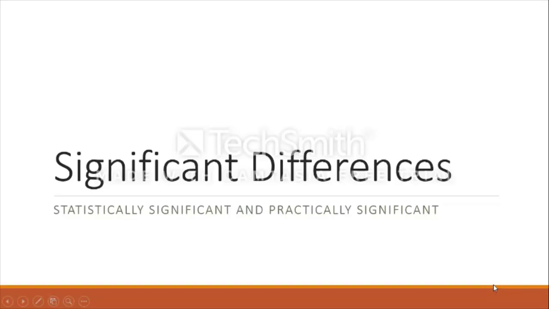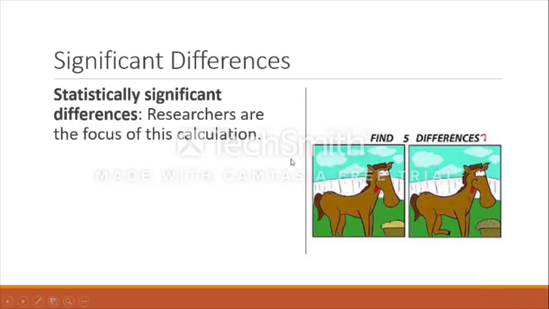Another way for us to determine differences is just to figure out if it's a statistically significant difference between the pre-test and the post-test. So in this set of slides, I'm going to show you how you determine if a single score is a statistically significant difference. Here, statistically significant differences just mean that it's not likely due to chance.